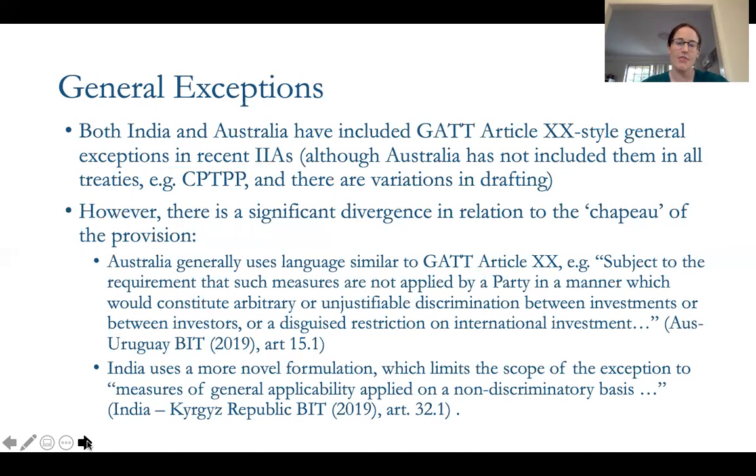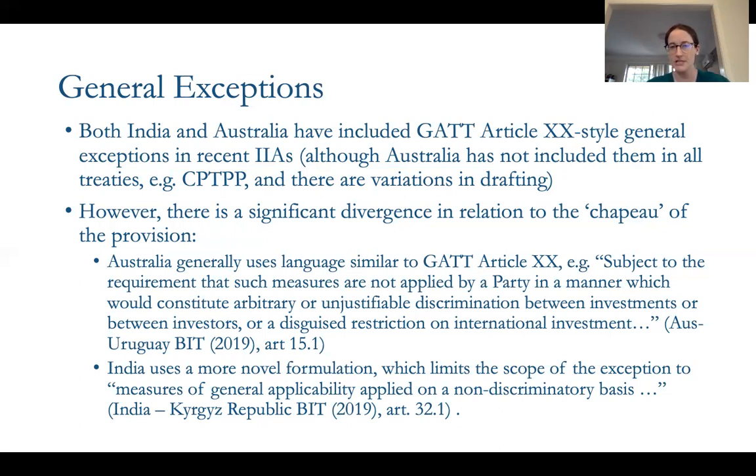In India's case, there is inclusion of the general exceptions, but there's quite a notable difference in how the chapeau of the exception is phrased. In GATT Article 20, the chapeau is phrased to prevent a party from using the exception where a measure would constitute arbitrary or unjustifiable discrimination, or where it would be a disguised restriction on international investment. That's the WTO style language adapted to an investment context, and that's what is used in the Australian exceptions clauses, which largely base their practice on it. India has adopted a more novel formulation, which limits the scope of the exception to measures of general applicability applied on a non-discriminatory basis. So it's a simpler formulation and arguably a lower bar.